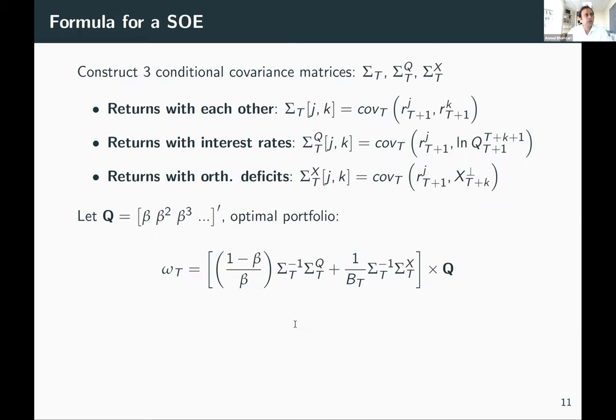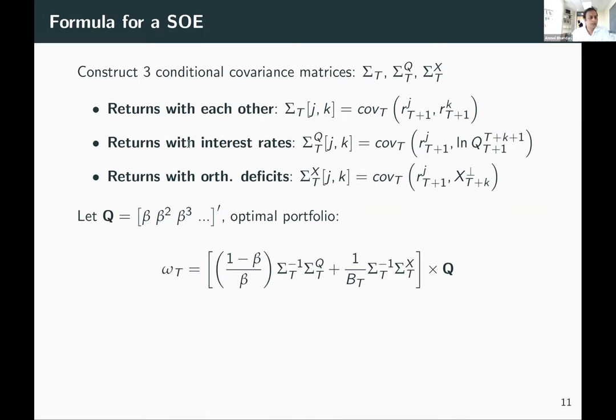So now we have these three objects, and to describe the formula, I need three covariances. These covariances are indexed by subscript t, these are conditional covariances. And the three covariances are the covariances of returns with each other, which is denoted by sigma subscript t. And an element jk of that matrix would be just the covariance at date t of returns on security j and security k at t plus one. So it's a one period ahead covariance of excess returns.